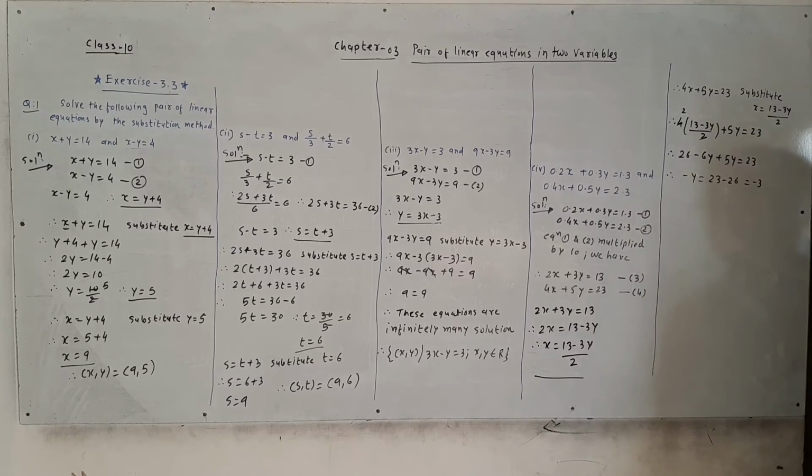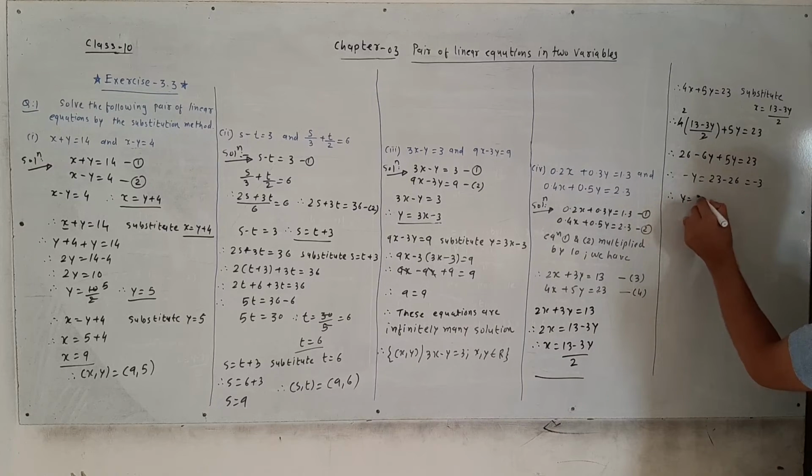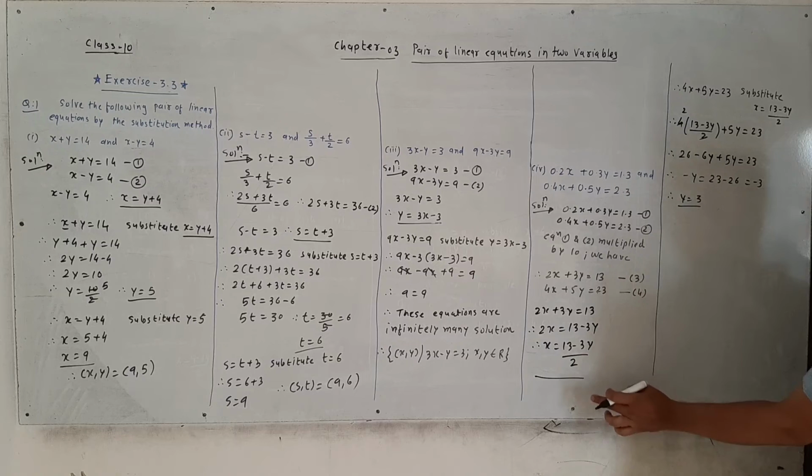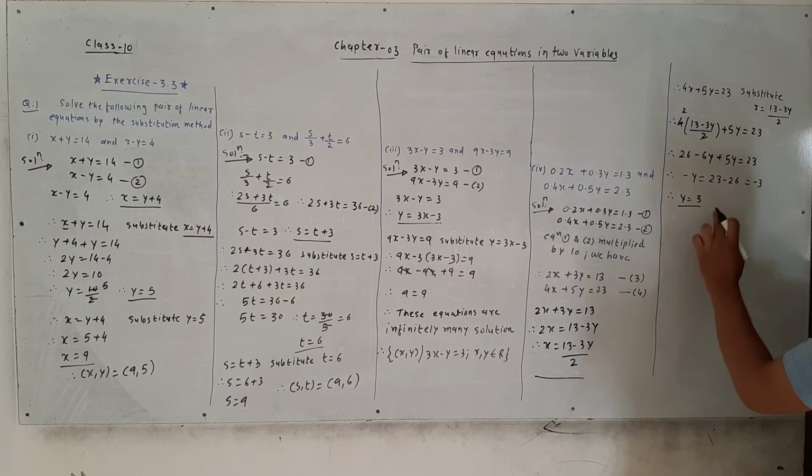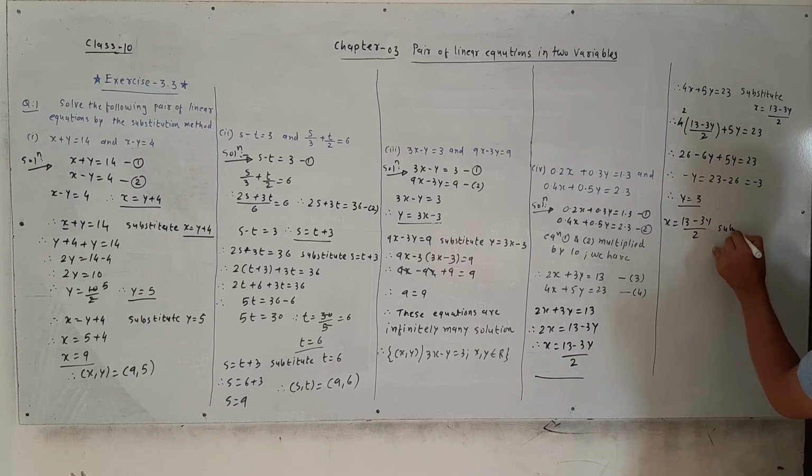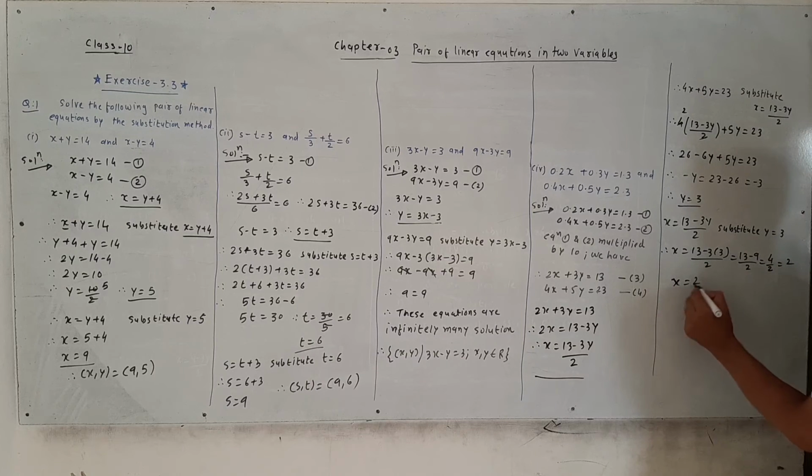Negative y is equal to negative 3. Therefore y is equal to positive 3. Substitute y is equal to 3 in this equation, x is equal to 13 minus 3y divided by 2. Therefore x is equal to 13 minus 3 into 3 divided by 2, 13 minus 9 divided by 2, that is equal to 4 by 2. Therefore final answer x is equal to 2.